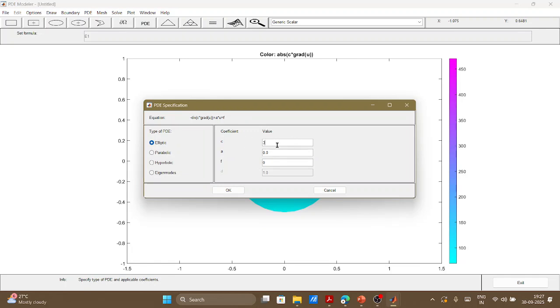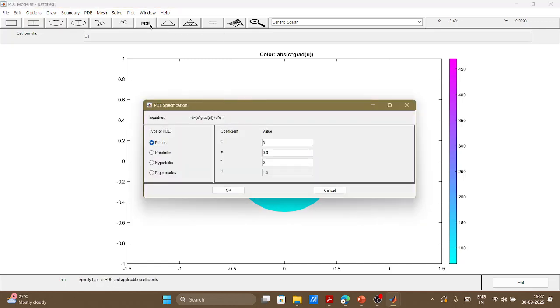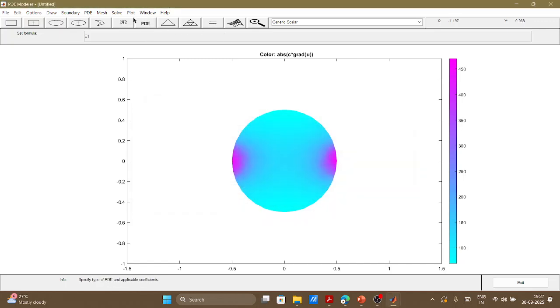Let's say instead of 2, I provide the 3 and solve it. What happens? I'm just trying to see what this parameter does. Okay, so essentially what is happening is your gradient has increased, right?